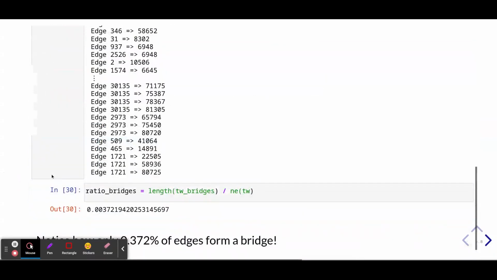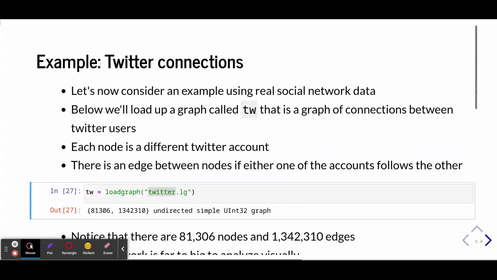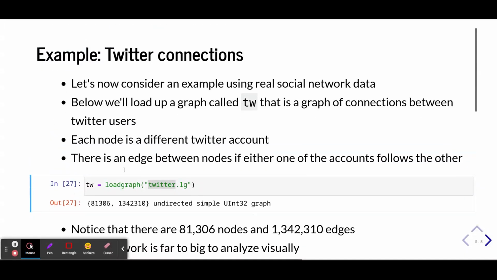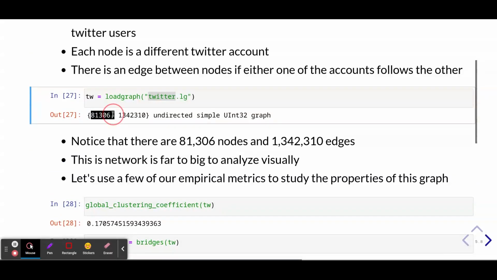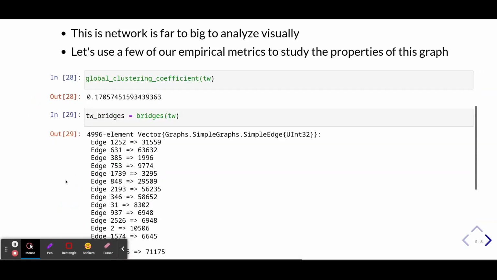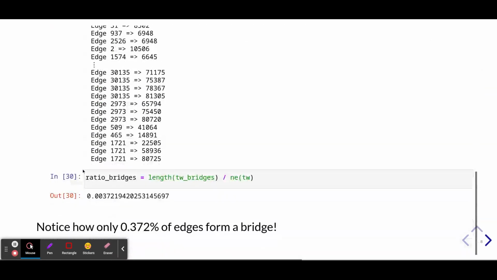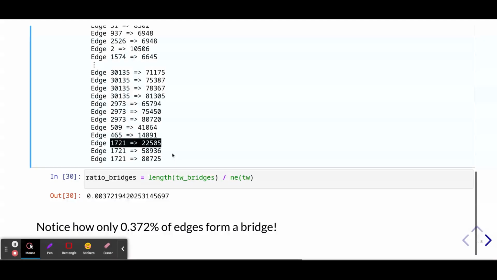The final comment I will make on this example is that we only have a small subset of Twitter. We only have 81,000 of its users, where in reality we know there are millions upon millions of them. And so it's likely that if we included more nodes and edges, some of these bridges would turn out not to be bridges. That's definitely a possibility with this data set.